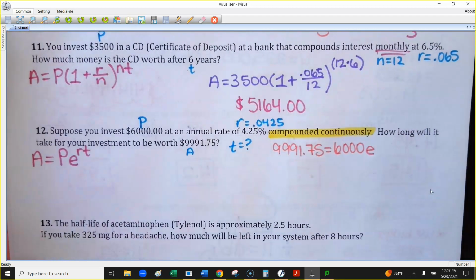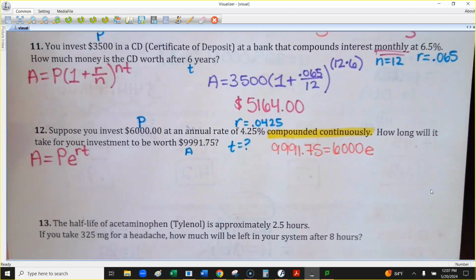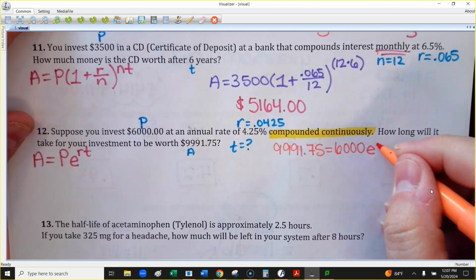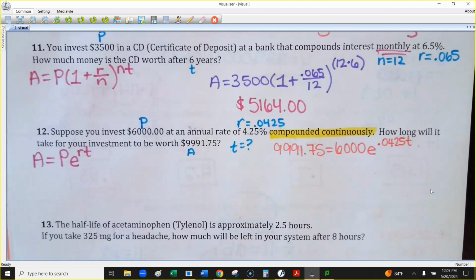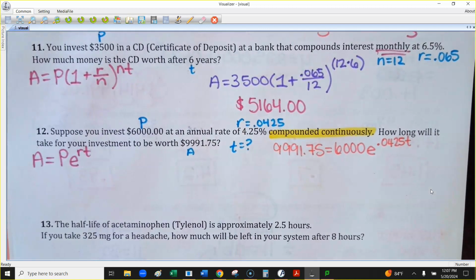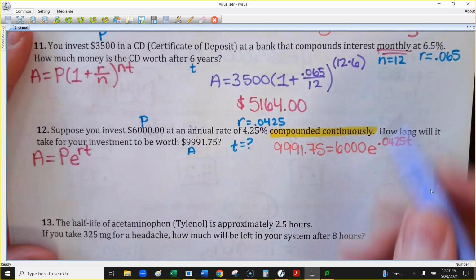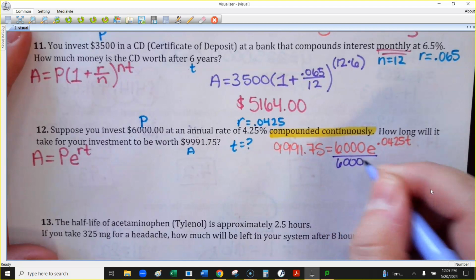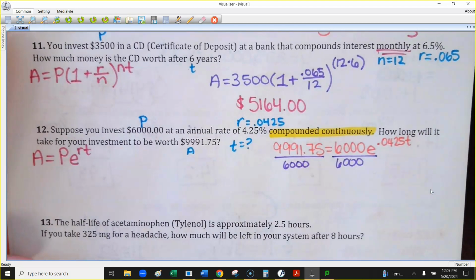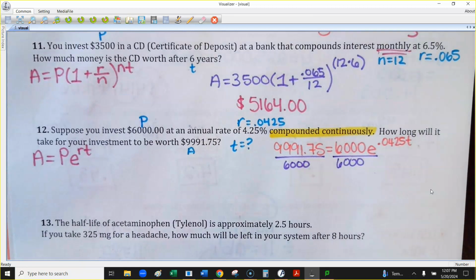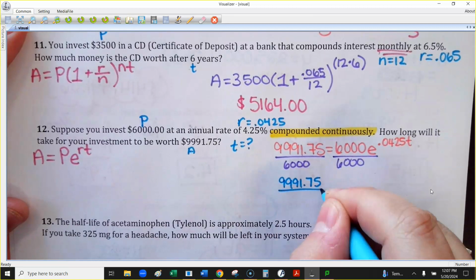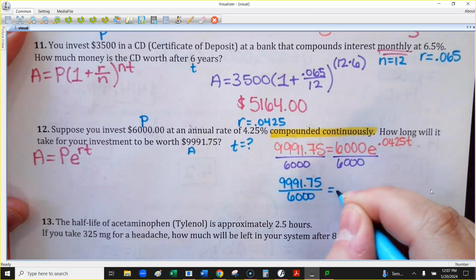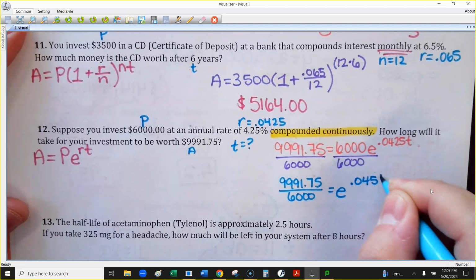E is not something we're going to replace. It's just that 2.718 number. My rate, 0.0425. And then my variable is actually up in that exponent with the T. Okay, now, first thing we do not multiply the 6,000 in the E. You're going to get rid of the 6,000 multiplying by that, so I'm going to divide. Now, it's not going to be a nice number when you do that, so I'm just going to leave this as 9,991.75 divided by 6,000 equals E to this 0.0425T. Oops, sorry, I just messed that up.